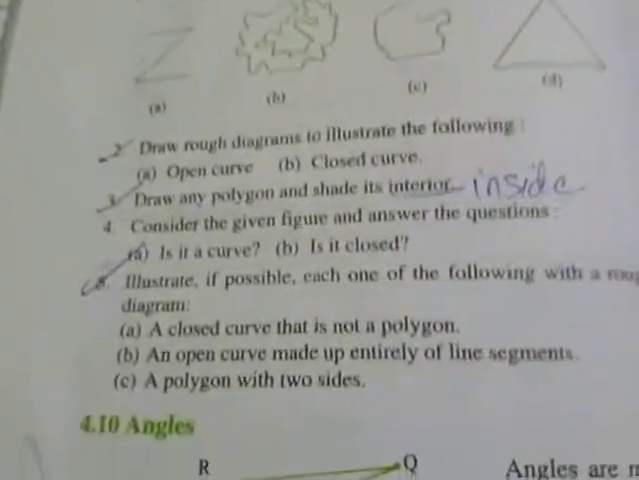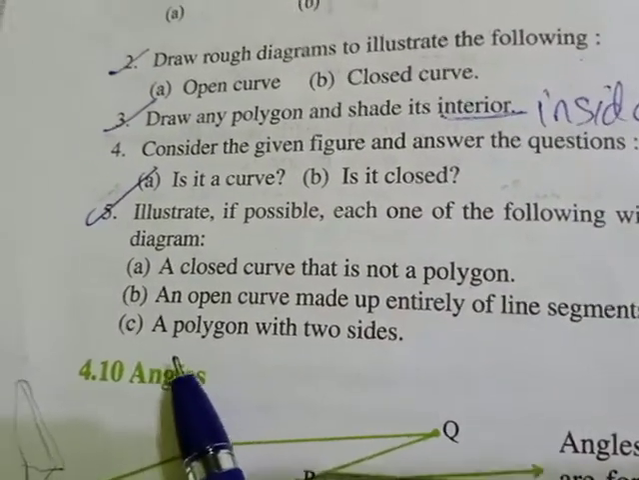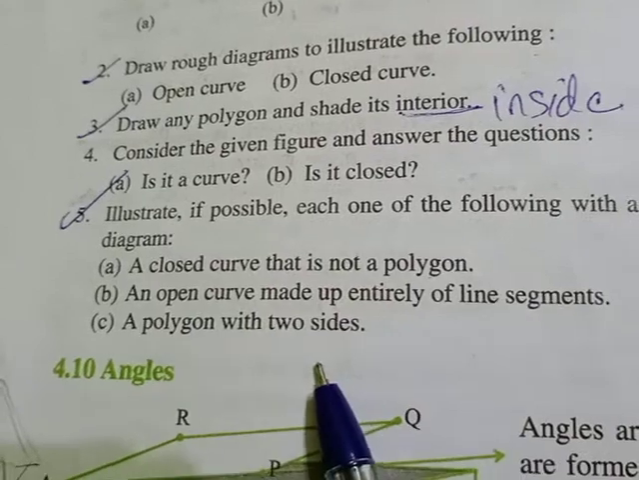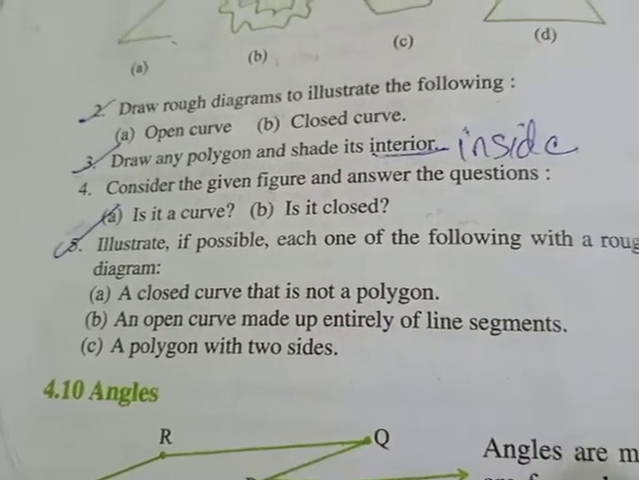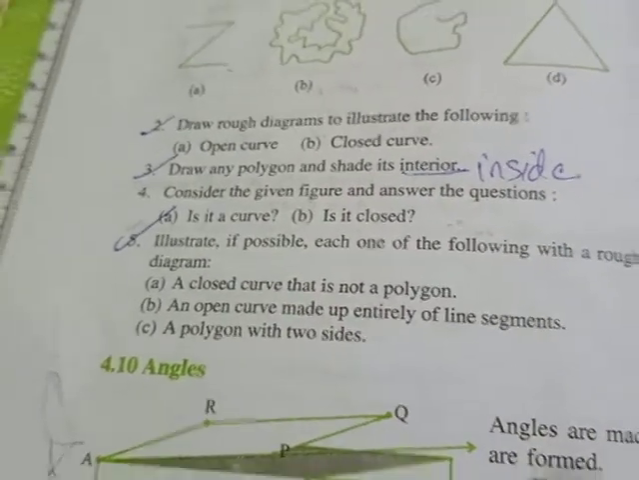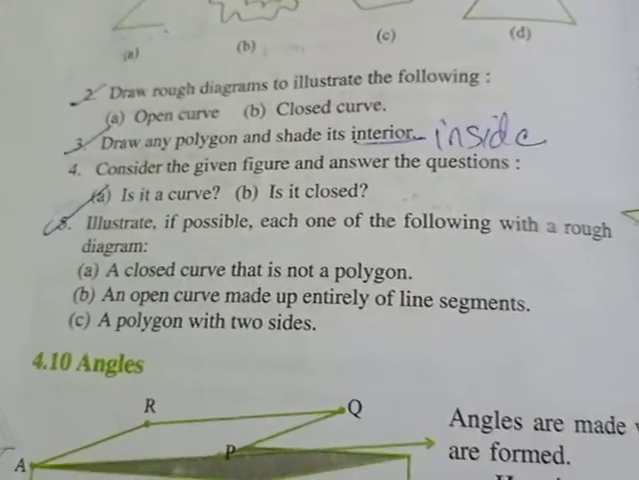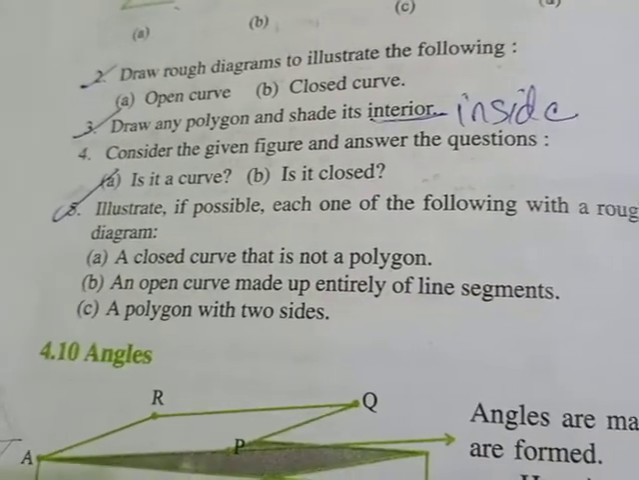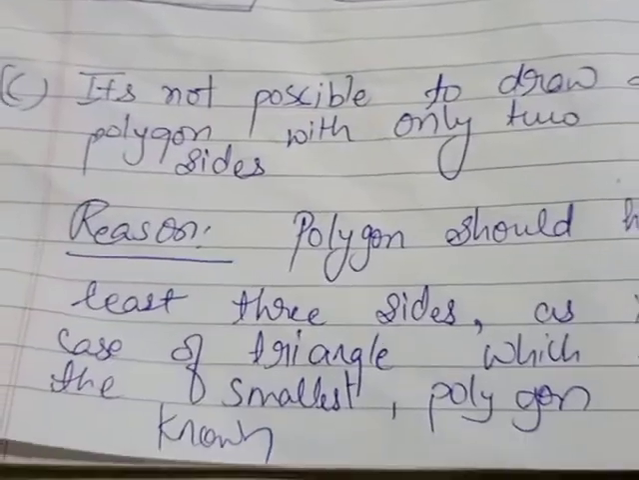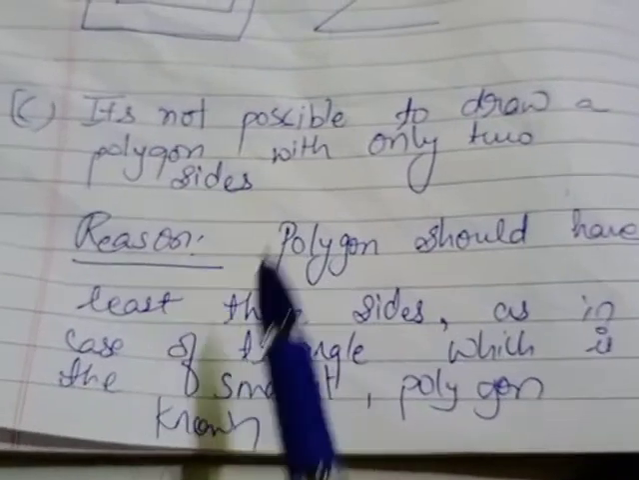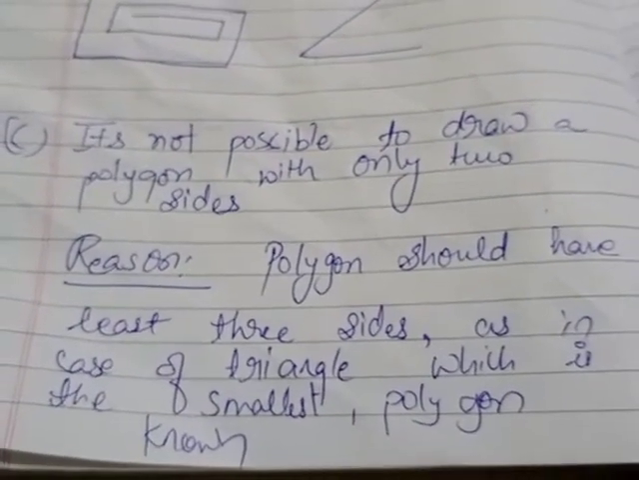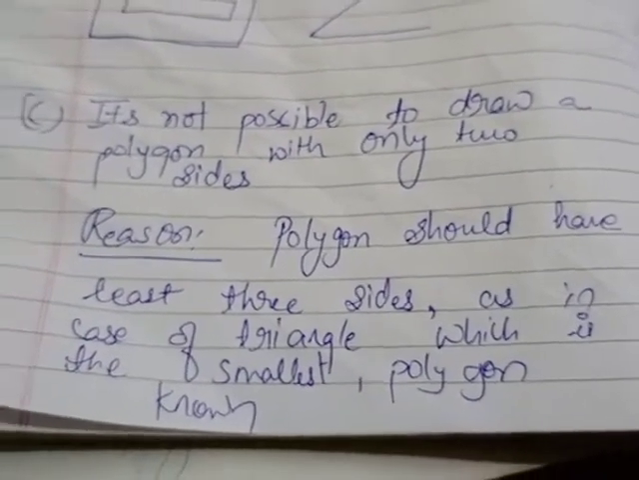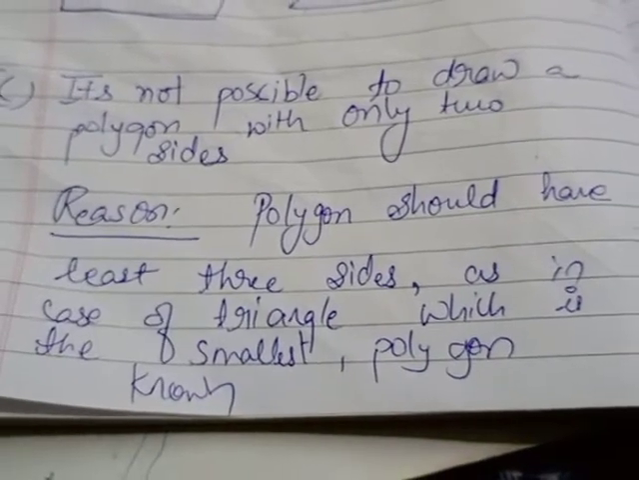Then if you see question number 5C, a polygon with two sides. First of all, keep in mind, a polygon should have at least three sides. There is no polygon which has fewer than three sides. Clear? So here your answer will be not possible. It is not possible to draw a polygon with only two sides. What is the reason? A polygon should have at least three sides.